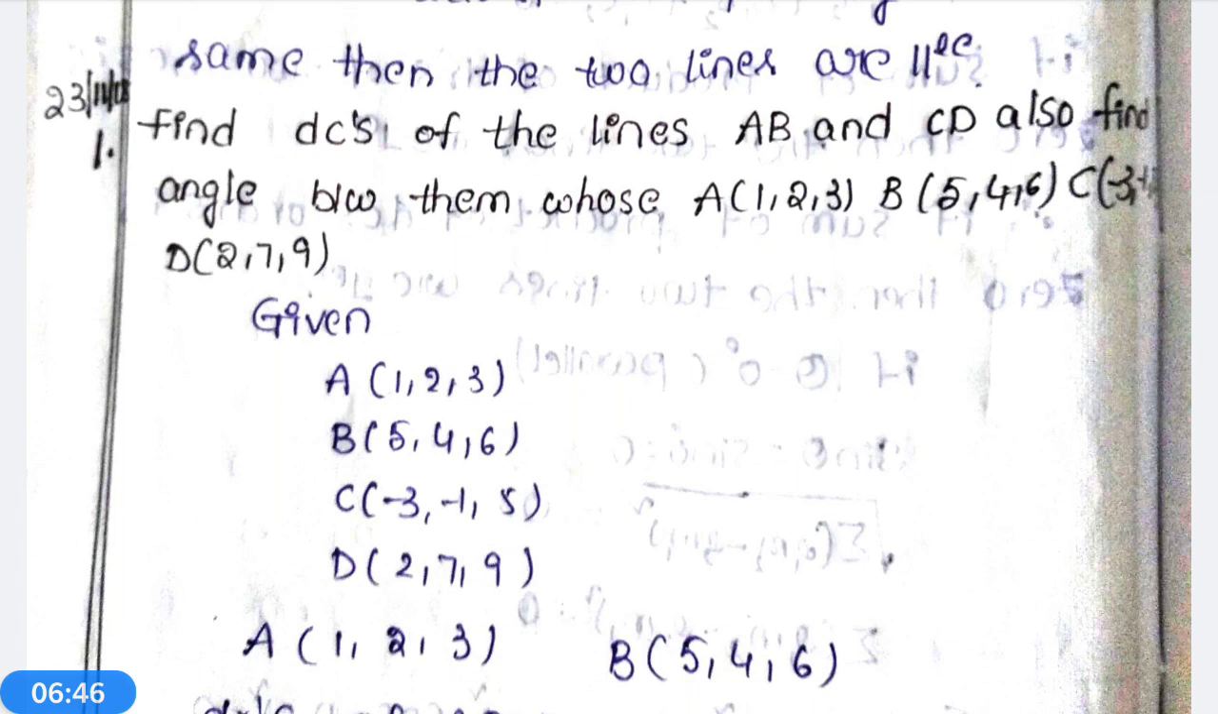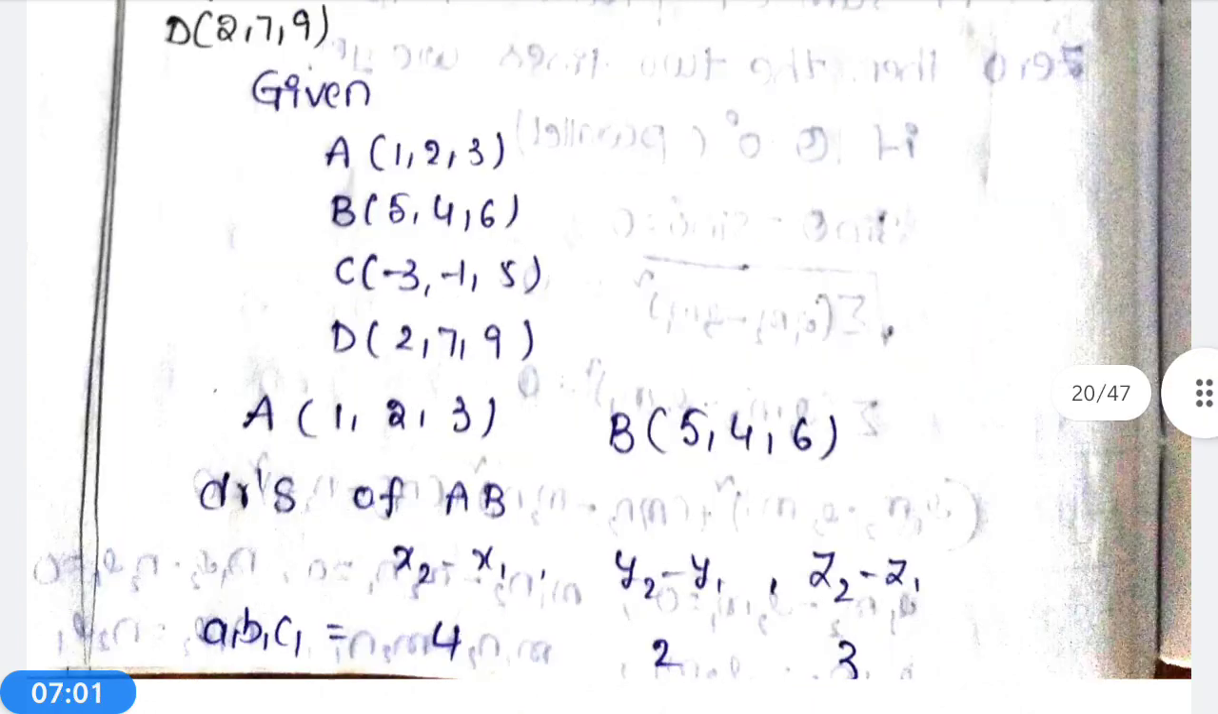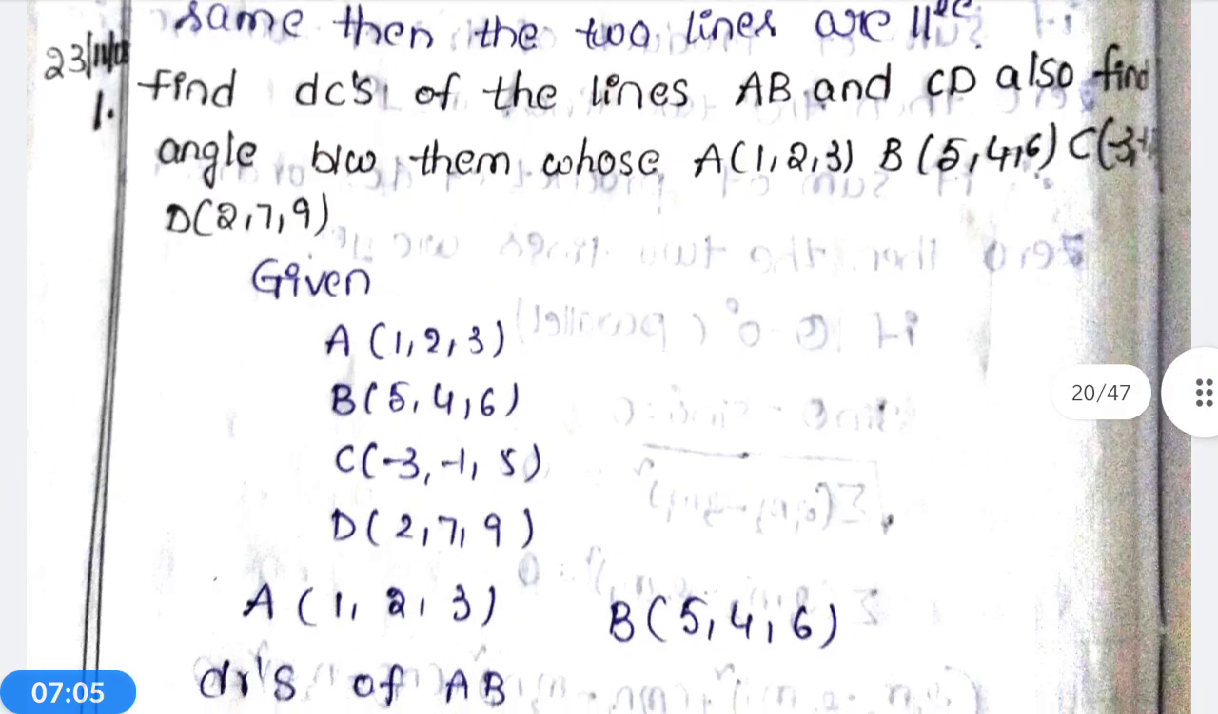First of all, we have to find DCs. How can you calculate DCs when the points are known? First, we have to compute DRs. What are DRs? Small a, small b, small c. What is small a? x2 minus x1. What is small b? y2 minus y1. What is small c? z2 minus z1.